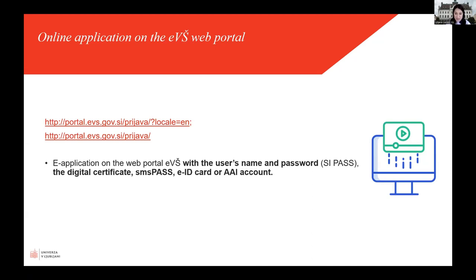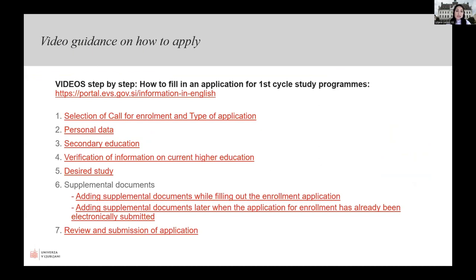So when it comes to application, you must submit an online application in English or Slovenian with your username and password. It is very important that you save this information, username and password, as it will allow you to access the EVOSHA web portal and follow up on the application and admission process. On the EVOSHA website, you can find more detailed information as well as video tutorials that will guide you step by step through filling out the application form.